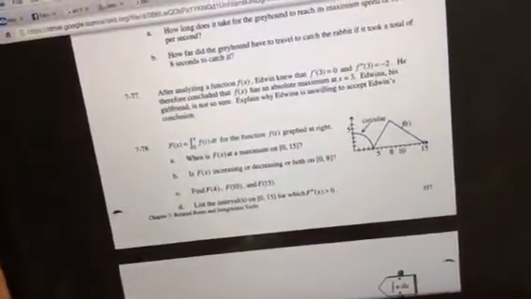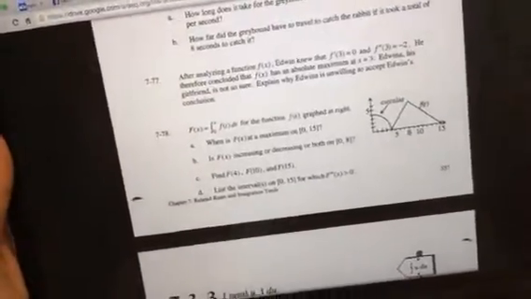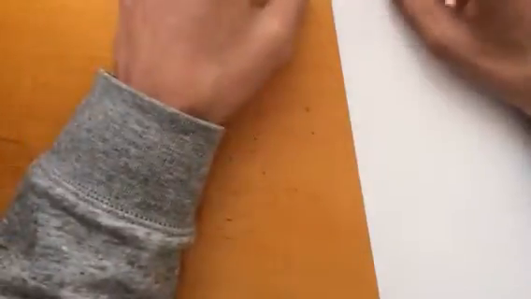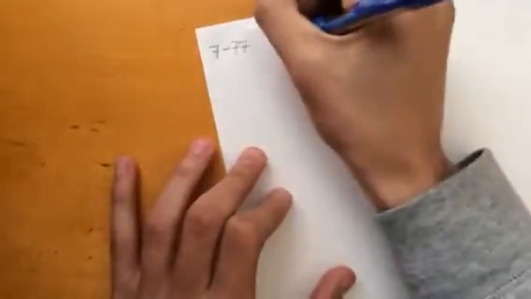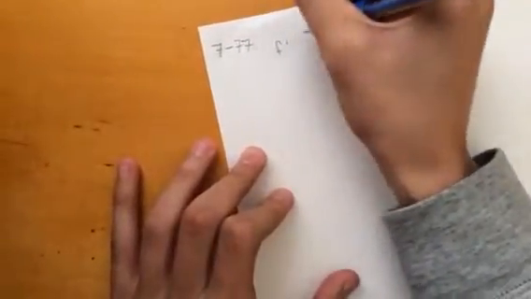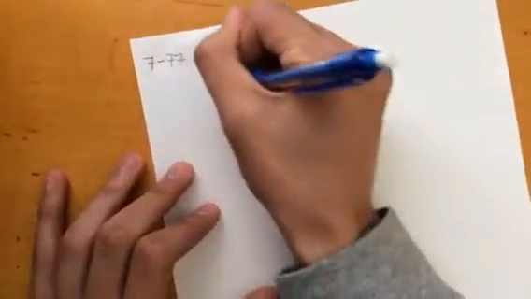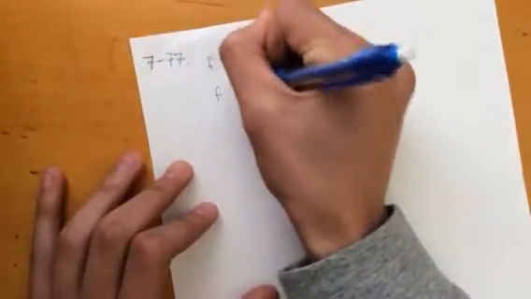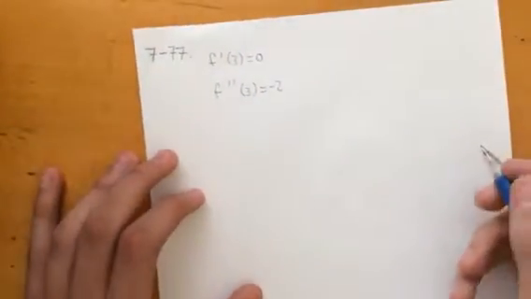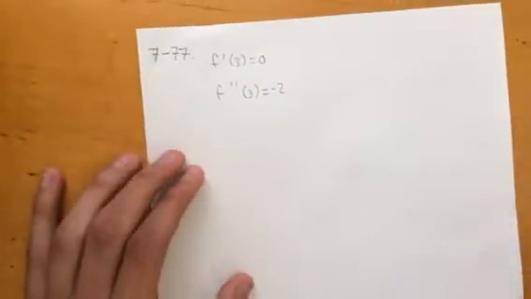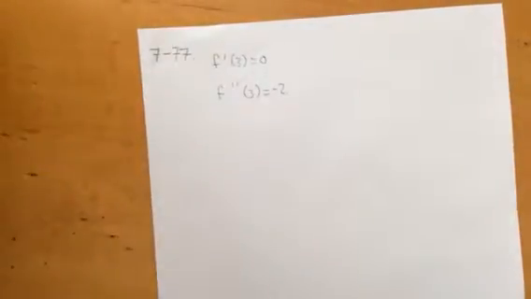Oh, Edwin. So, we are given two pieces of information here. The first is that f prime of 3 is equal to 0. And the second is that f double prime of 3 is equal to negative 2. So we can gather, Edwin is not totally wrong.